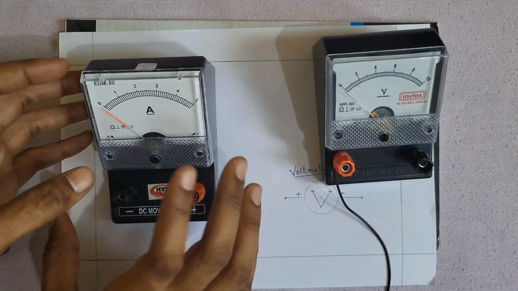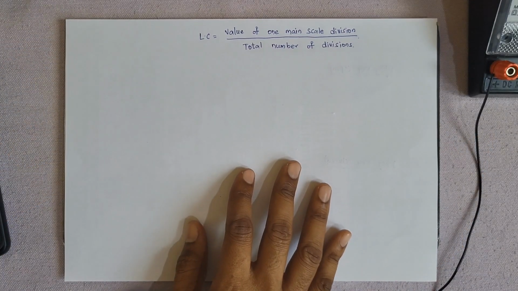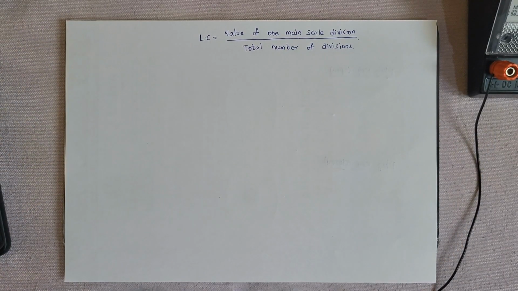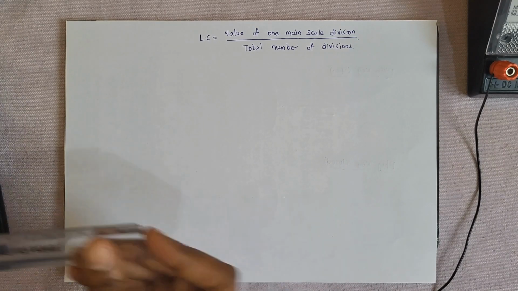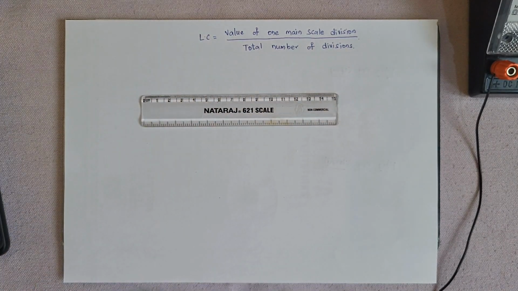Now, let us find the least count of this voltmeter and ammeter. Formula for least count is value of one main scale division divided by total number of divisions. Children will get confused in solving problems of this least count very frequently. But it is very easy. I don't know why they get confused. I'll give you complete clarity how to find least count first. Then we'll go to the solving problems.